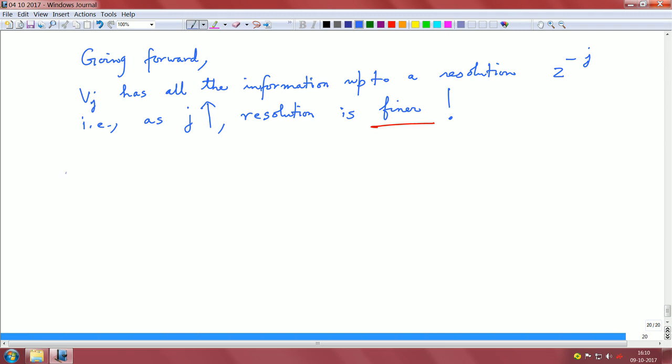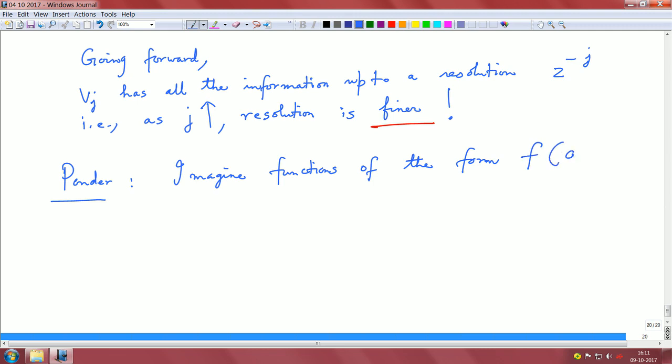And it is straightforward and quite intuitive. Imagine, for you to imagine, functions of the form f of some a power j times t, where a is a real number.